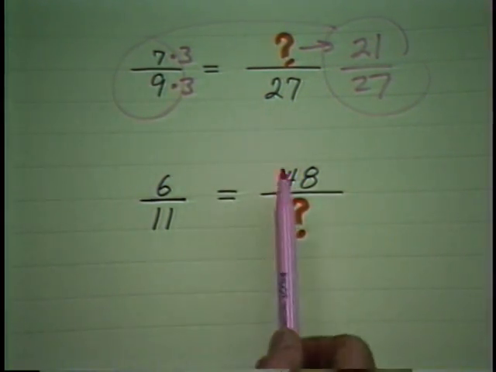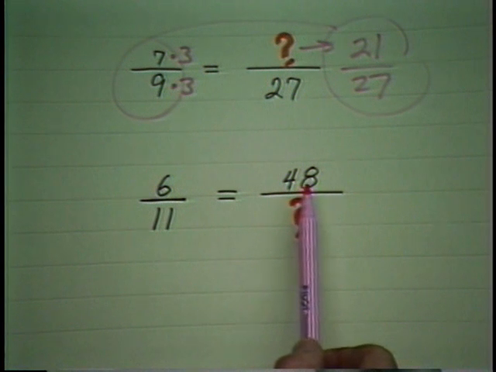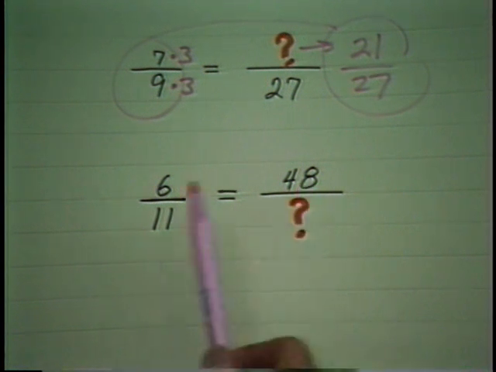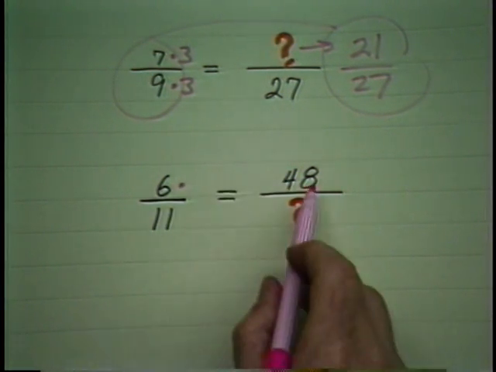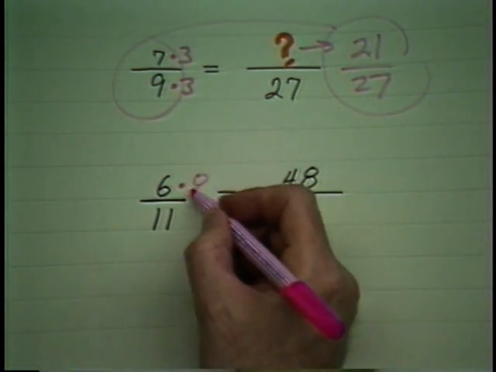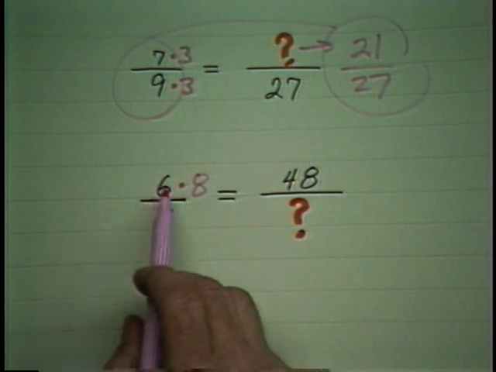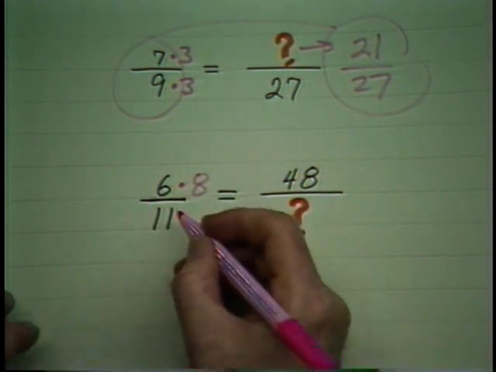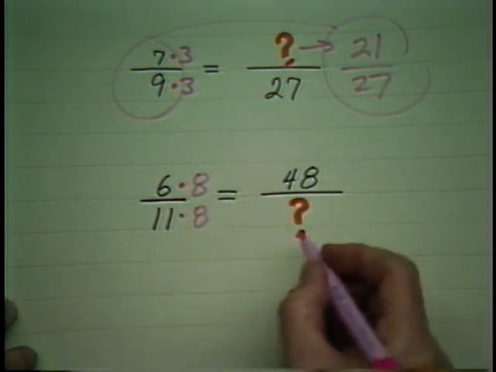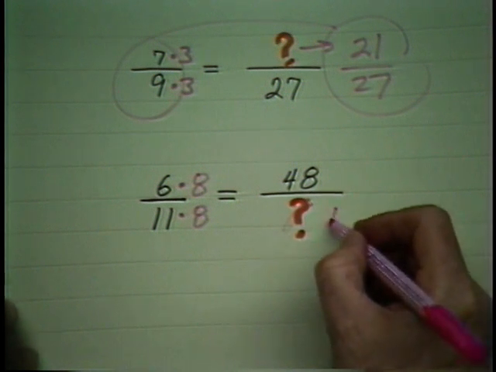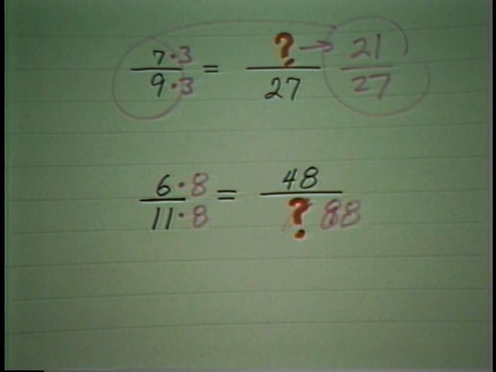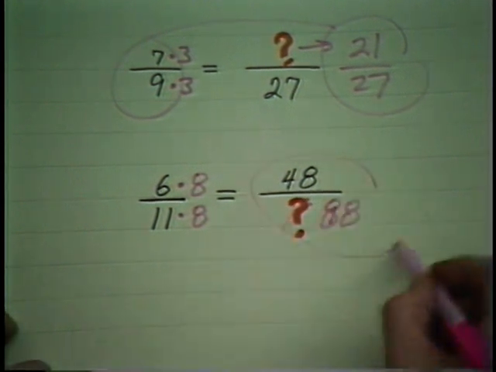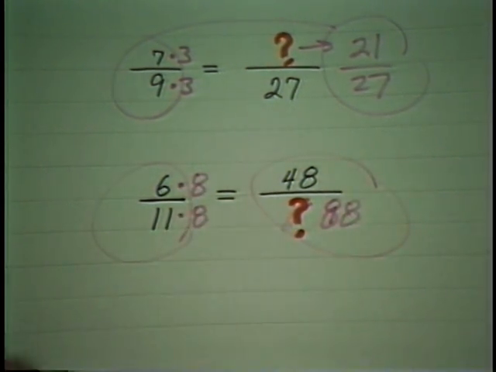Now in this case, it's the numerator that directs our attention. We ask, what would I multiply the 6 by to get 48? Well, that's 8. Well, our fraction building law says if that's what you're going to do, then multiply the bottom by 8 too. So the question mark is 88. So 48/88 and 6/11 are in fact the same fraction.